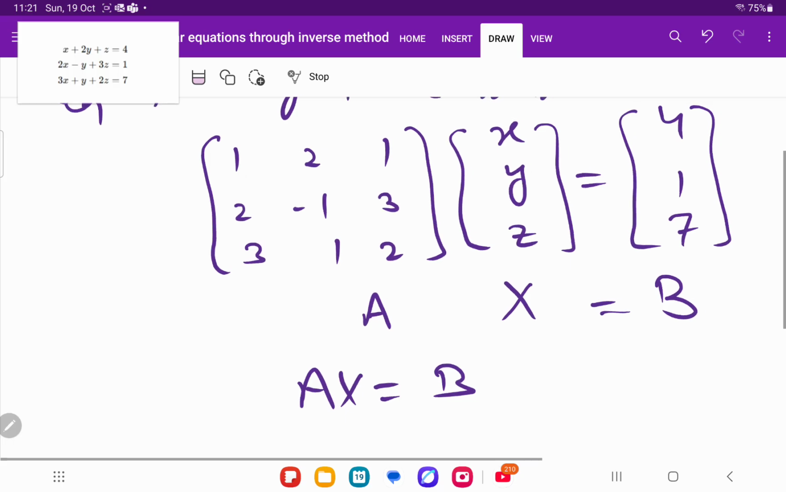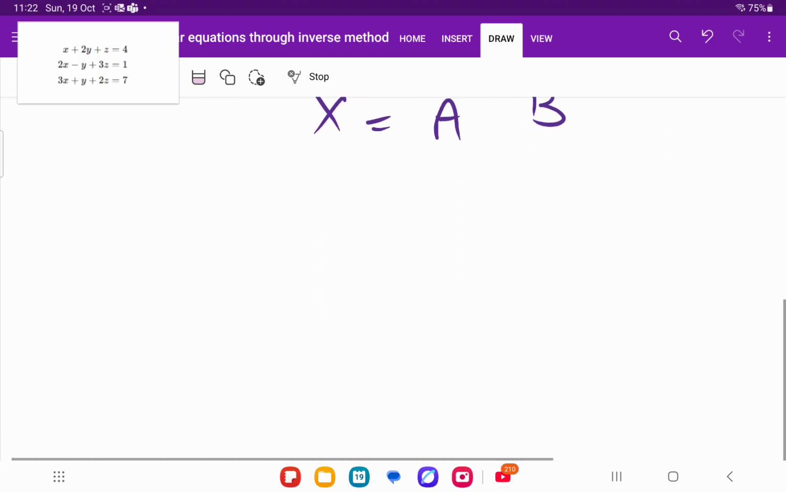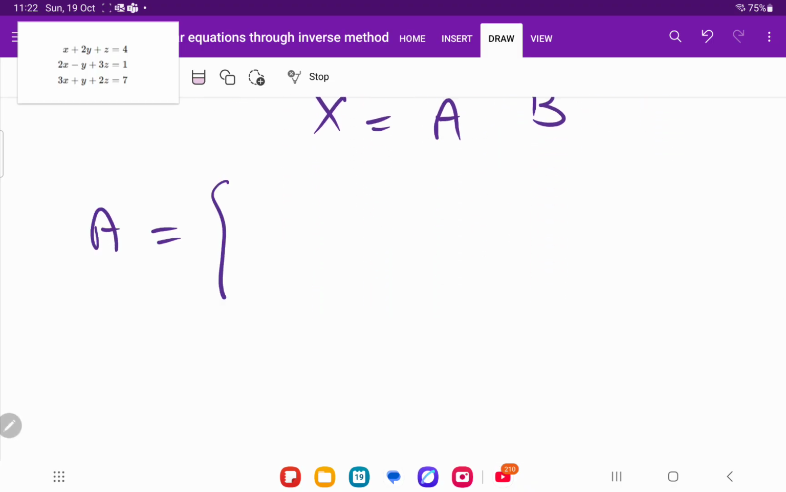What is X? X is having x, y, z. So our objective is to solve for X, which can be written this way: X is equal to A inverse B. It means you first need A inverse, then you multiply A inverse with B to get your X. So we need A inverse. We already know A: 1, 2, 1, 2, minus 1, 3, 3, 1, 2.